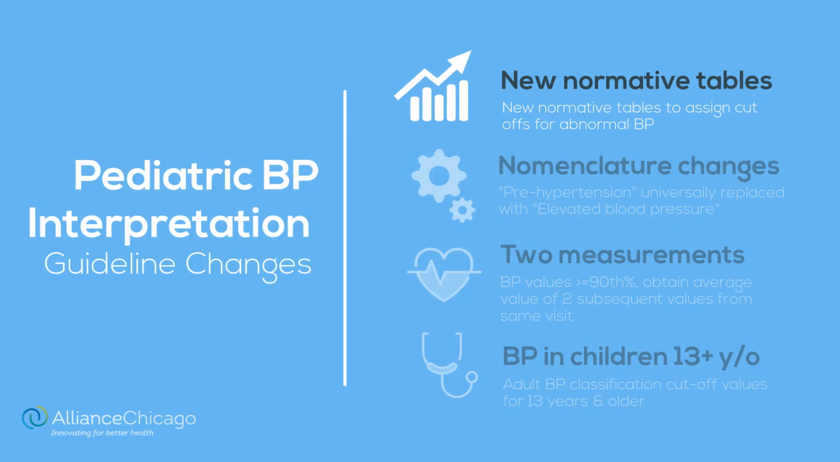Change number 1. Blood pressure percentiles driving the classifications presented in the EHR are from tables 4 and 5 in the reference 2017 guidelines. New normative values for BP were derived from normal weight children rather than the general population. The end result is that the cutoff values for abnormal BP are lower.